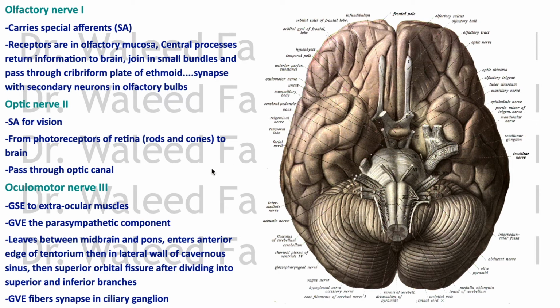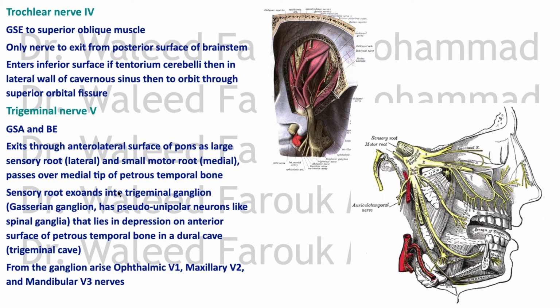nerve. Of course, the optic nerve carries special afferents. The olfactory nerve carries special afferents. Oculomotor is motor to skeletal muscles, the orbital muscles. So it's general somatic efferent fibers, and contains also parasympathetic, which we said are general visceral efferent fibers.